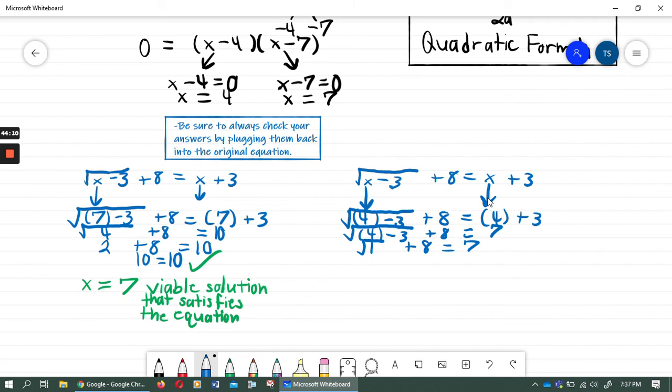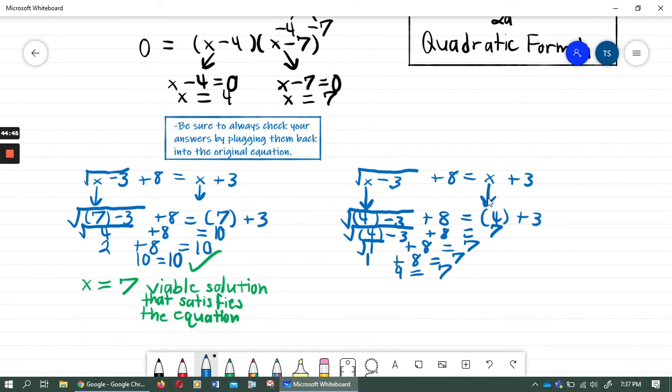Okay guys, the square root of 1. What's the square root of 1? Square root of 1 is 1, right? Because 1 is the only number that you can multiply by itself to get 1. Alright, anyway, the square root of 1 is 1. And so we still got the plus 8, and we got the equal 7. So the question is, is this equation true when we plug in 4? Well, 1 plus 8 is 9, right?